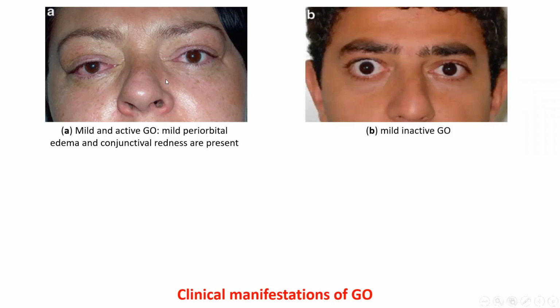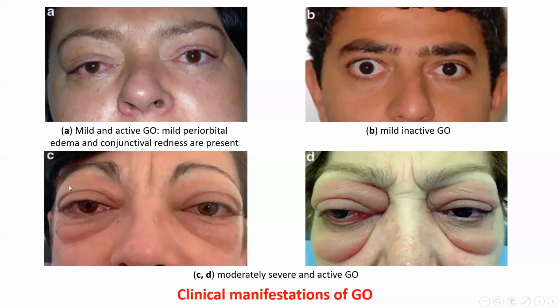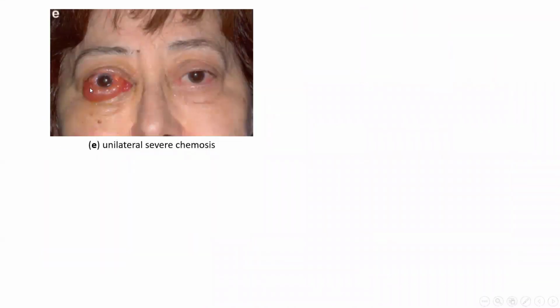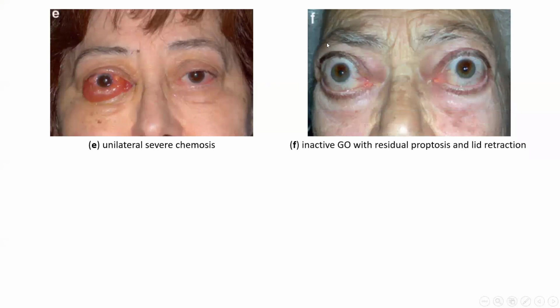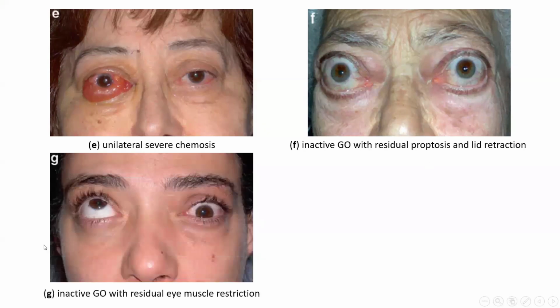Mild inactive. So if there is redness, this is usually active Graves' orbitopathy. From the picture, this is moderate to severe and active Graves' orbitopathy. Both images show moderate to severe active Graves' orbitopathy. Another one is a severe unilateral Graves' orbitopathy, and this is inactive Graves' orbitopathy with residual proptosis and lid retraction. And this is inactive Graves' orbitopathy with residual eye muscle restriction.